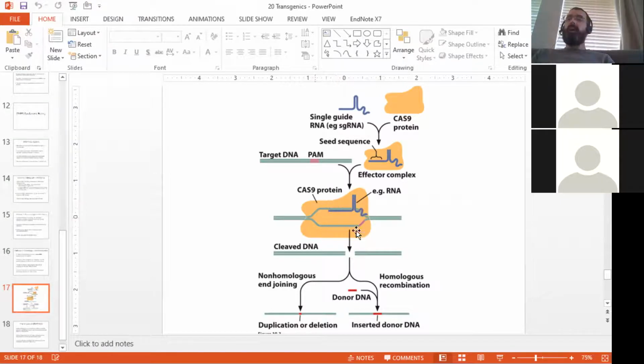As soon as that match is found, the Cas9 protein cuts the DNA, causes a double-stranded break, right? Which, as I've told you in the past, is a pretty catastrophic event for a cell. Typically, if you have a double-stranded break, which is normally caused by things like ionizing radiation, like gamma radiation, you have to fix it, otherwise the cell will die.